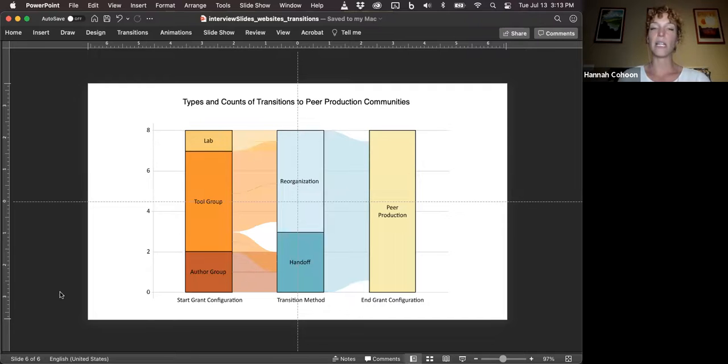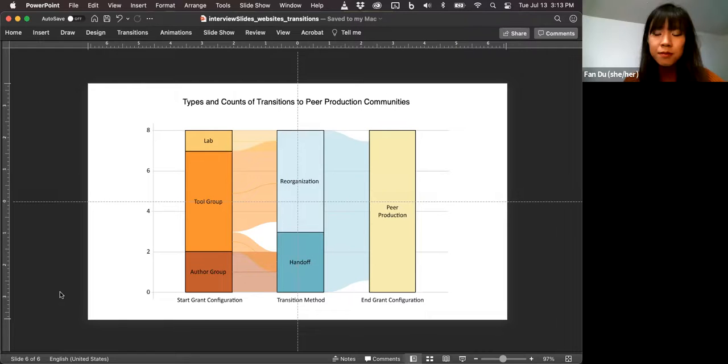So we looked at how these different groups might move from their original organization or configuration, like a lab or a tool group, to peer production. And we saw that that doesn't happen very often. So we looked at over 100 projects, and you can see on the axis here, we're looking at 8 that transitioned to peer production. Most of those were tool groups, and they did so in these different ways.